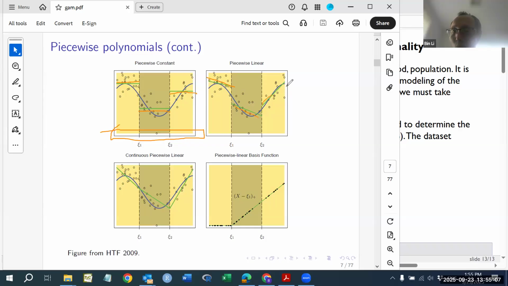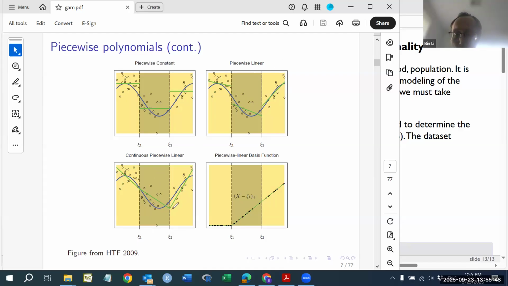Now I get a little more complicated, called a piecewise linear model. Is that a good fit? No. Why? Because there is an abrupt change at these two locations, and these two locations have a name called knots. So we have two knots here. These knots set the range for the piecewise linear or piecewise constant. So it's not continuous at the knots. Now let's put it as a continuous piecewise linear. Yeah, this is better than this, but still no good.